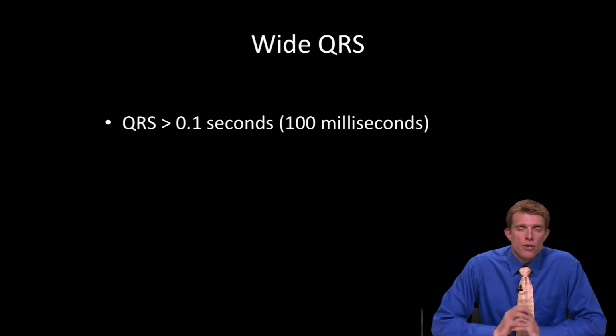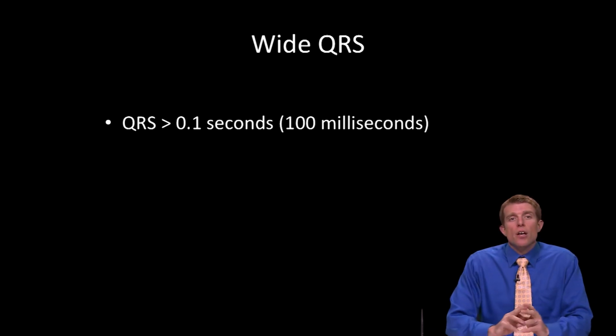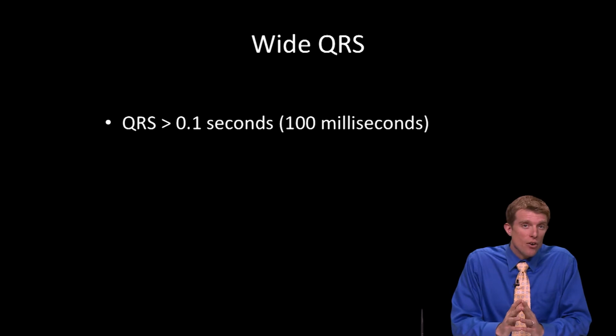So our first question, a wide QRS. Well, we have to know what the definition of a wide QRS is to answer whether it's wide or narrow. A QRS complex in an adult of greater than 0.1 seconds or 100 milliseconds is considered wide. In a child, it's often 80 milliseconds.